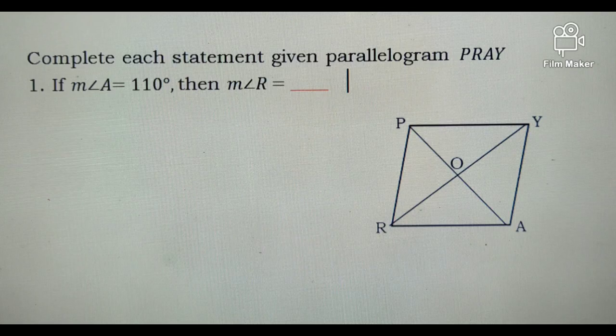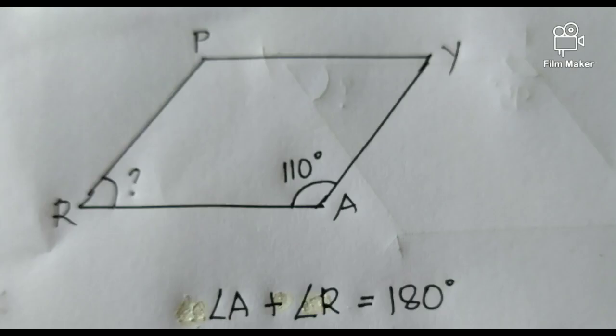Isa-isahin natin yung mga problems. So number 1, if the measure of angle A is equal to 110 degrees, then the measure of angle R is blank. Para lang makita niyo yung figure, tatanggalin ko muna yung diagonals. So, eto na siya. Anong property ang i-apply natin dito? Ito yung property number 3, wherein congruent angles of a parallelogram are supplementary. Meaning, angle A plus angle R is equal to 180 degrees.